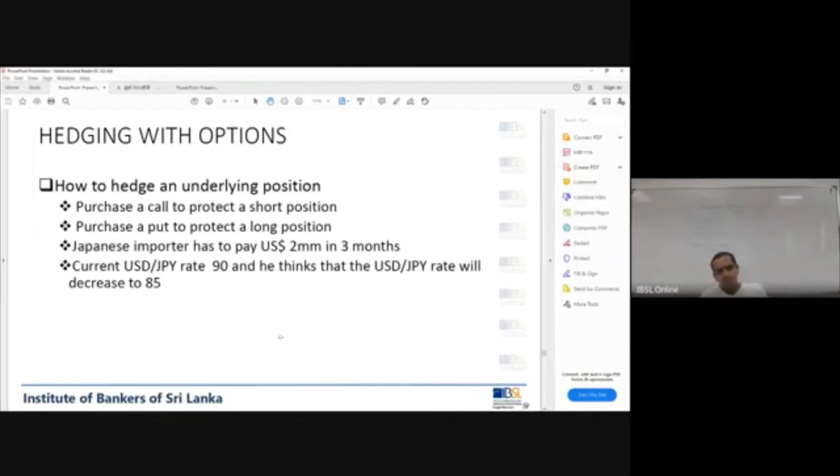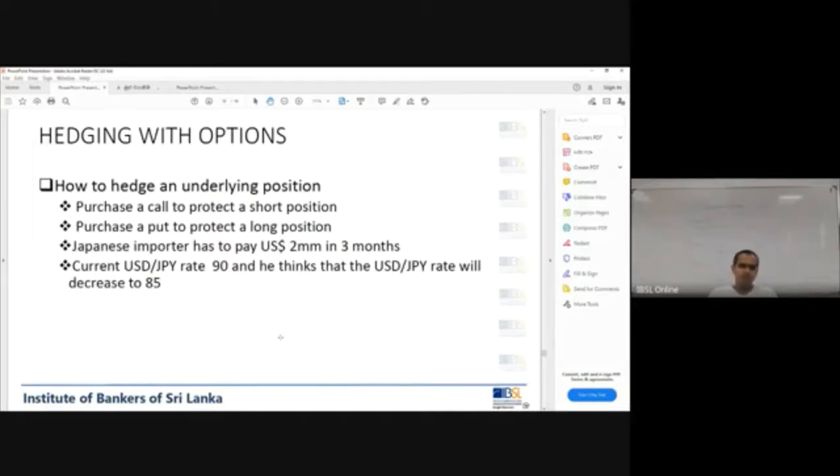Next is hedging with options. How to hedge an underlying position? You purchase a call option to protect the short position. You purchase a put option to protect the long position. So let's try this example, then you will understand better.